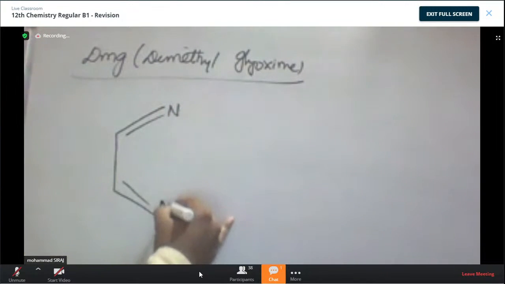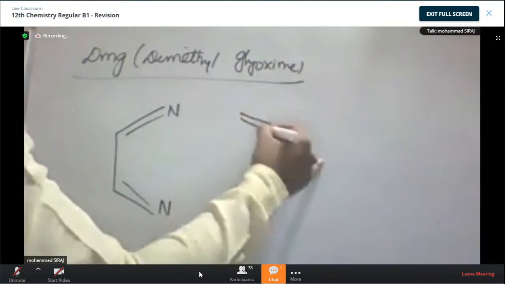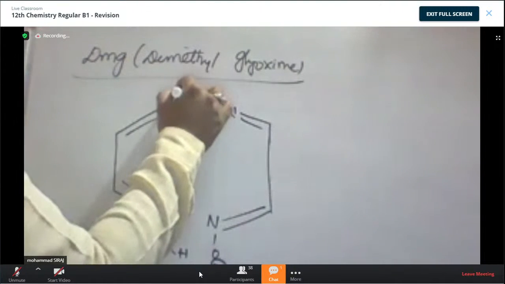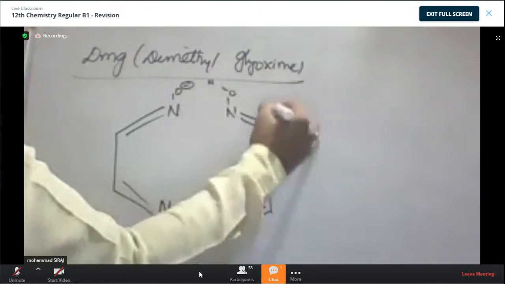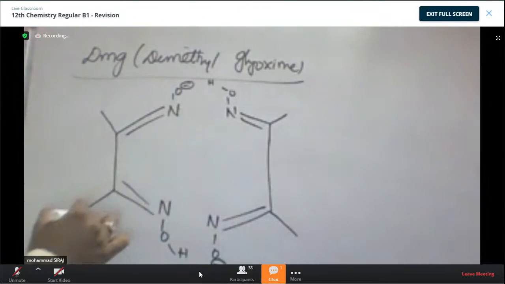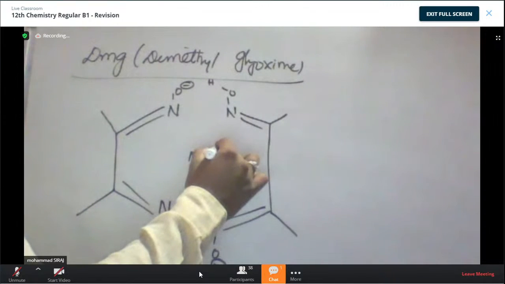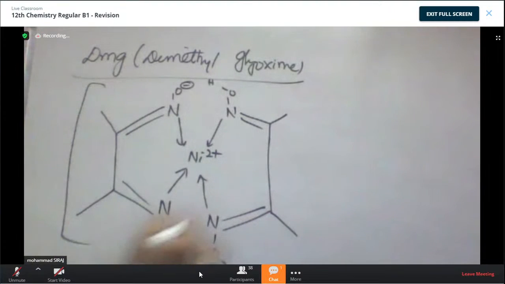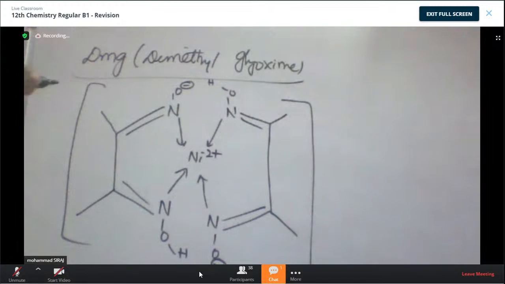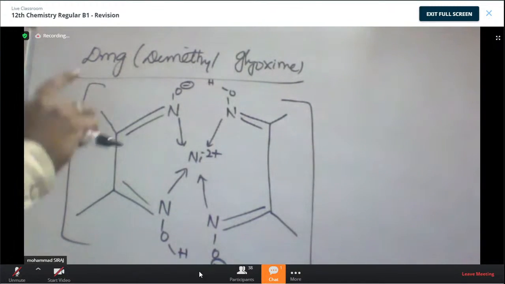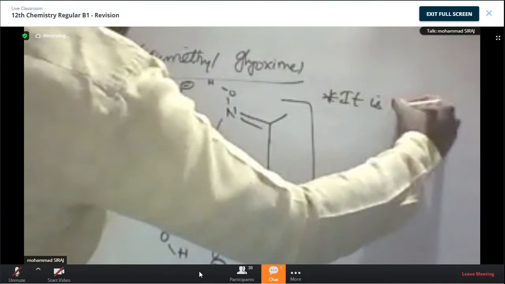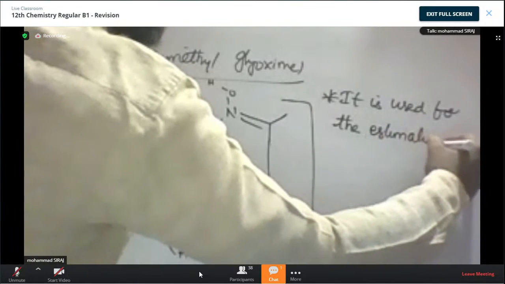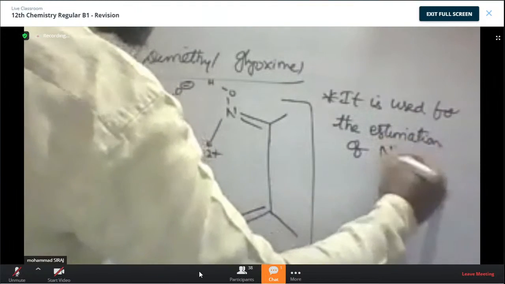The structure is very important. The name is also important. Sometimes they ask the name, sometimes they ask the structure also. It is there in your books, the same structure. Dimethyl glyoxime. The very important question is that it is used for the estimation of nickel, a very unique reagent.